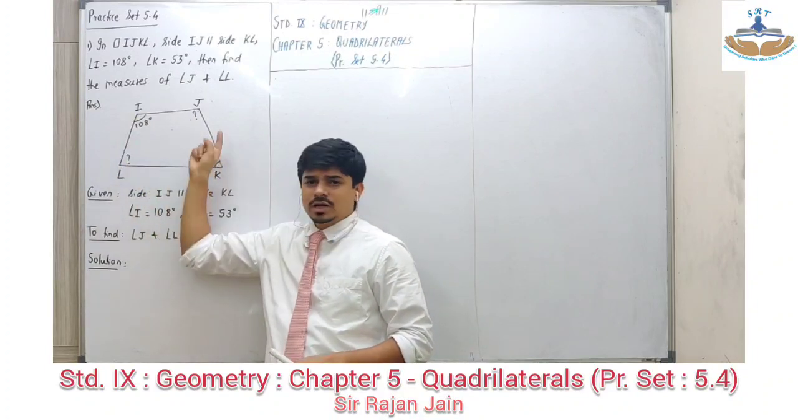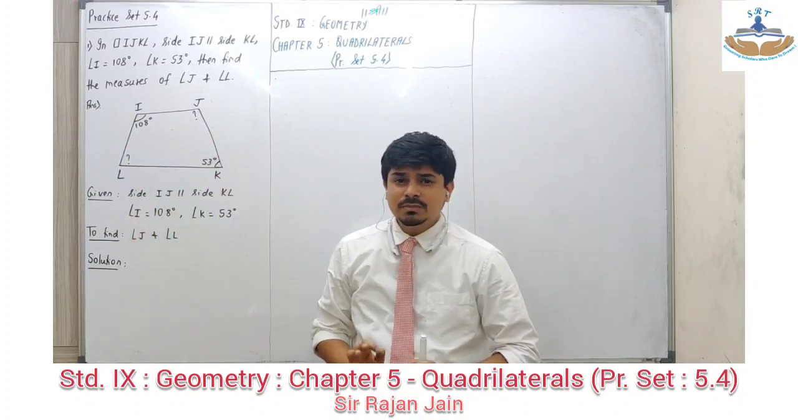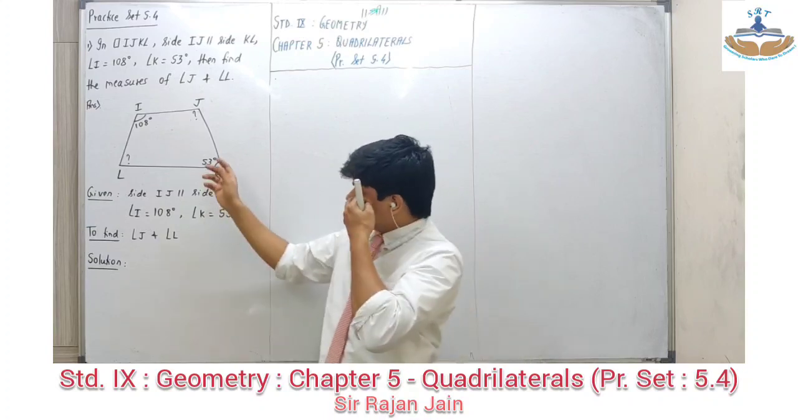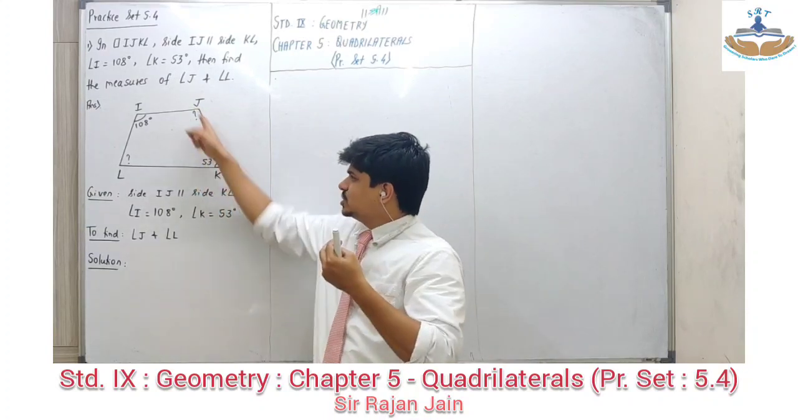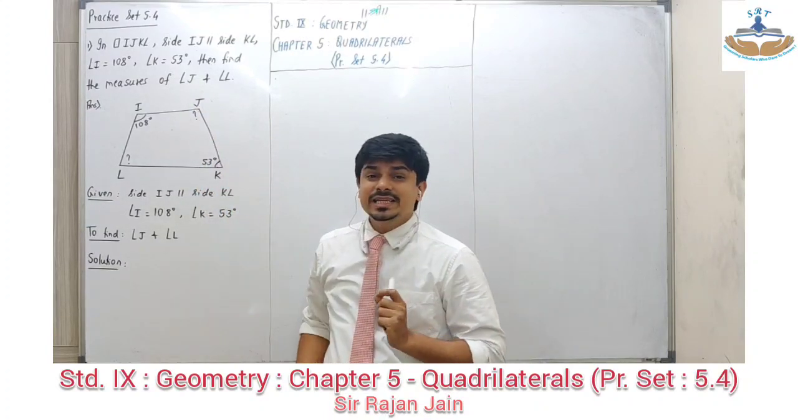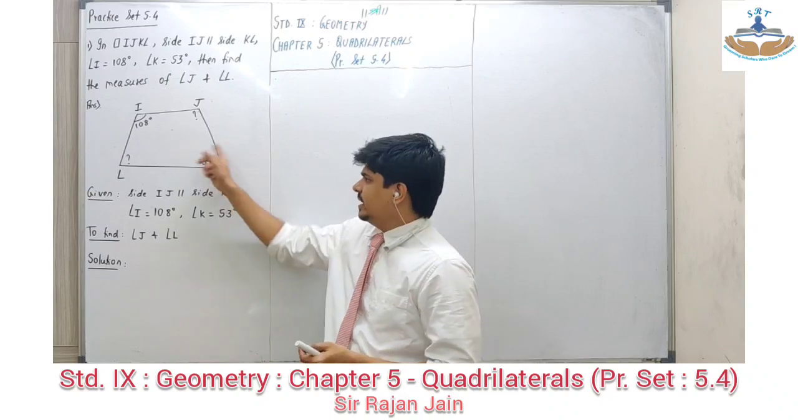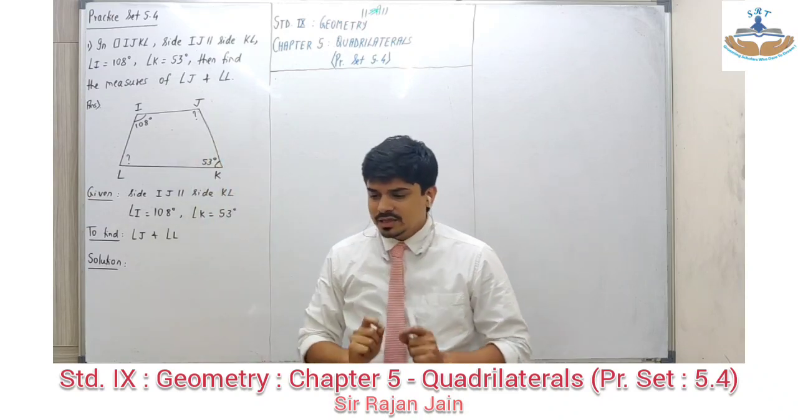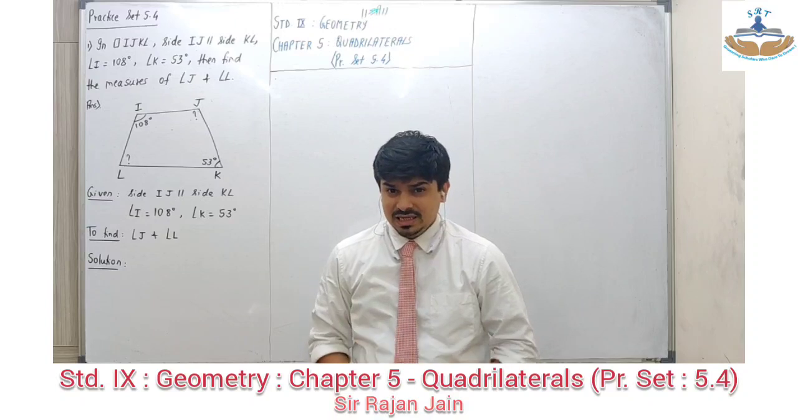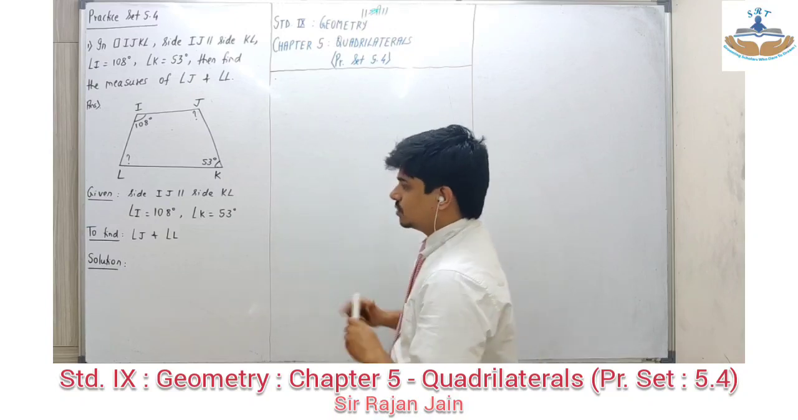A C shape figure is forming, so the interior angles have to be supplementary because the lines are parallel. Exactly the same thing over here. Angle J and angle K are interior angles, so they should be supplementary. If I know one of them, the other angle you can get on your own. Is that clear? Understood? Now let's see how to write it.